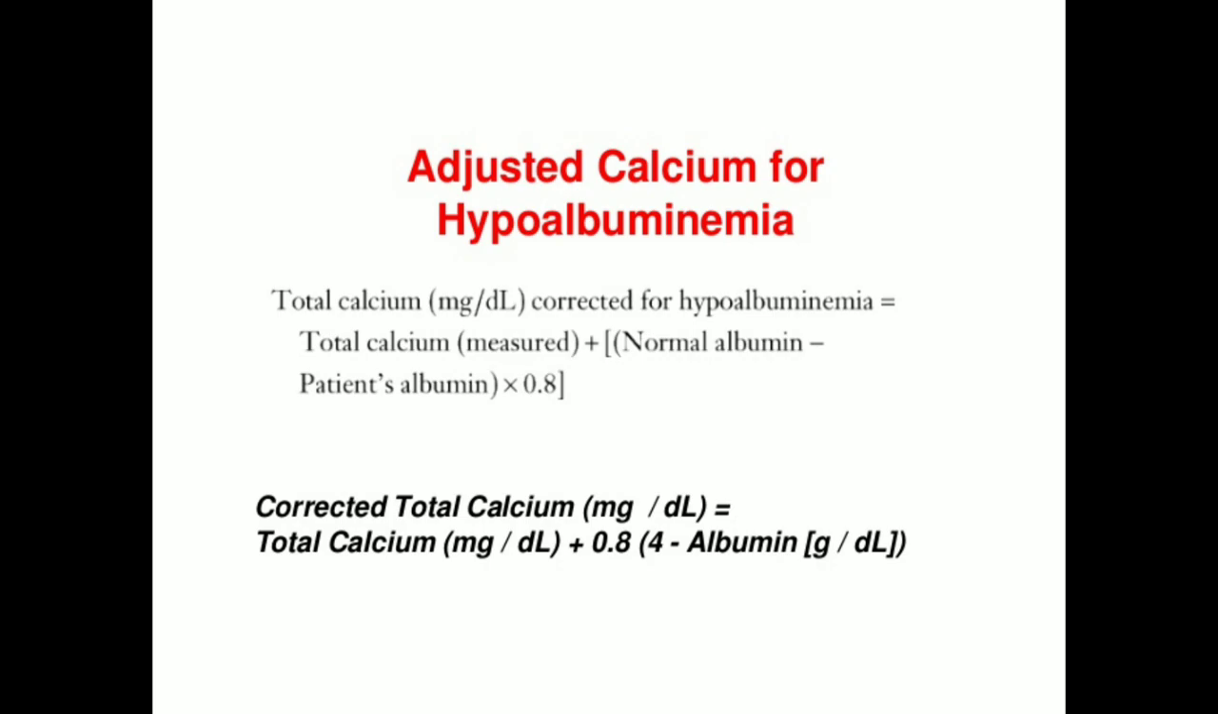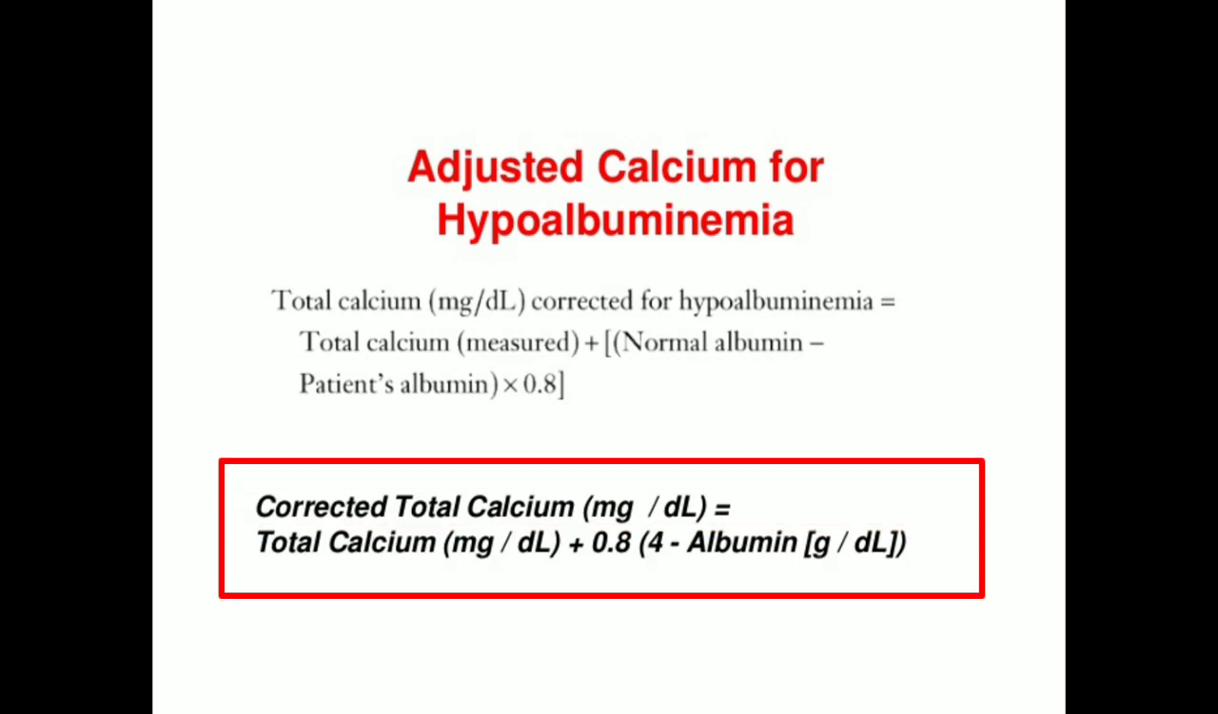So what do you do? You get a corrected total calcium value which depends on the albumin level. So you take 4 gram per dl of albumin as normal, and accordingly you calculate. So what is the formula? This formula that is highlighted, you can just look at this formula: corrected total calcium will be total calcium, whatever value you get, plus 0.8 into 4 minus the albumin value.